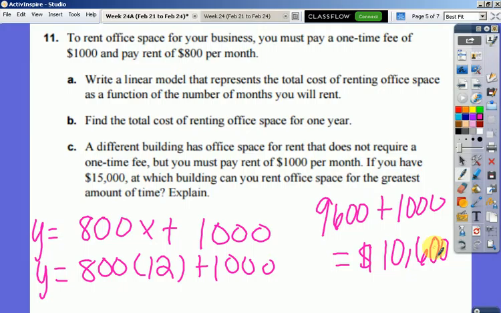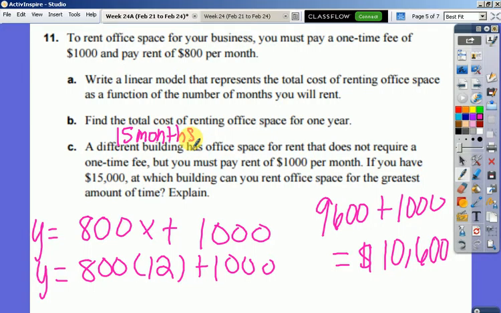Now, the last thing I have to do is compare it to another office. Which is the better deal? A different building has an office space for rent that does not require a set fee, so you don't have to pay $1,000. But you must pay $1,000 per month as opposed to 800. If you have $15,000 that you can spend, which building can you rent office space with for the greatest amount of time? If it costs you $1,000 per month and you have $15,000, how many months can you rent that? 15 months. Yeah, does that make sense? So that second option is 15 months.